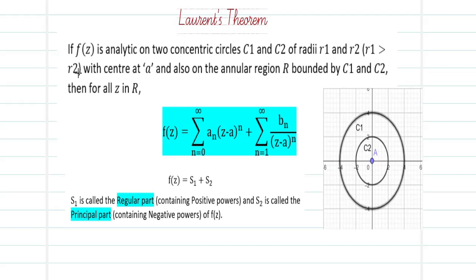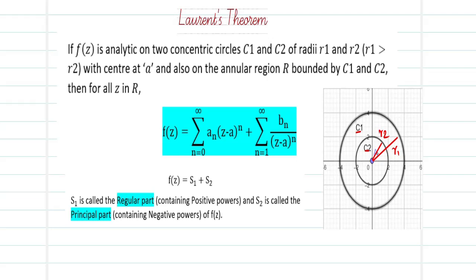Laurent's theorem. If f of z is analytic on two concentric circles, that is, circles with the same center, one called C1 and the other called C2. Let C1 have radius R1, from the center to the outer circle, and from the center to the smaller circle the radius is R2, such that R1 is greater than R2.